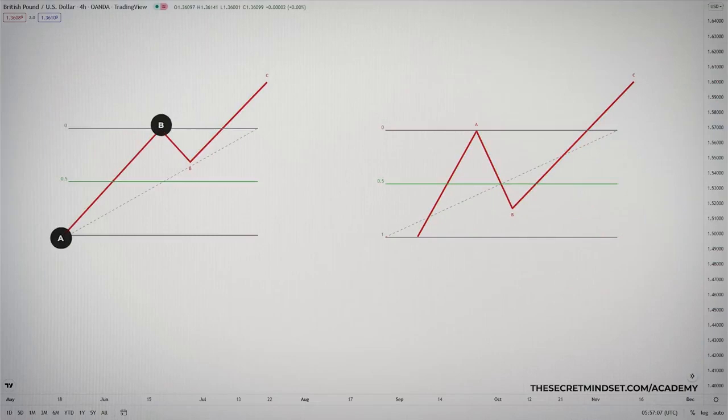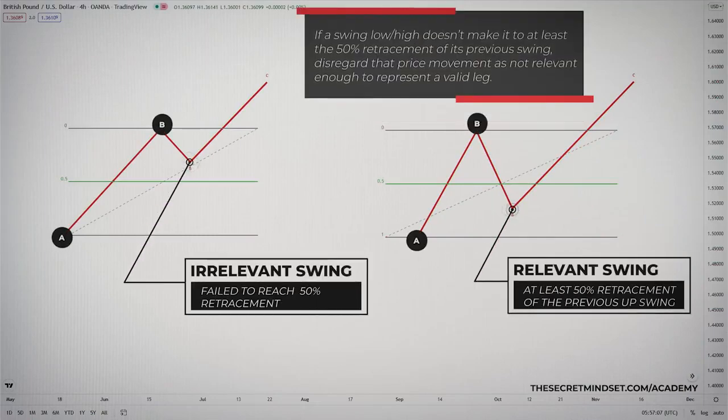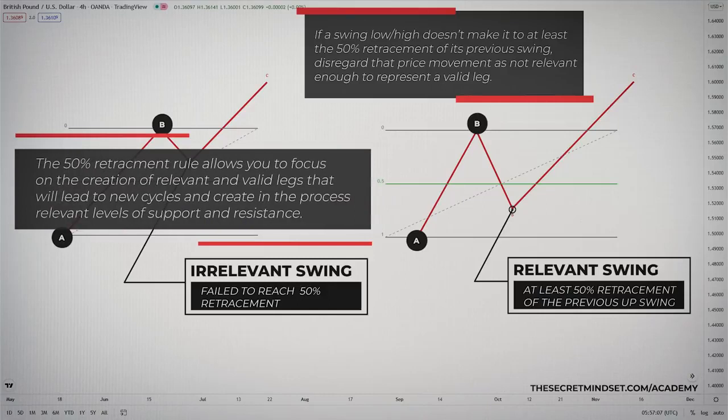Here's my general rule. If a swing low or high doesn't make it to at least the 50% Fibonacci retracement of its previous swing, I disregard that price movement as not relevant enough to represent a valid leg. I only want to focus on the creation of relevant and valid legs that will lead to new cycles and create in the process relevant levels of support and resistance. We'll talk about this later.